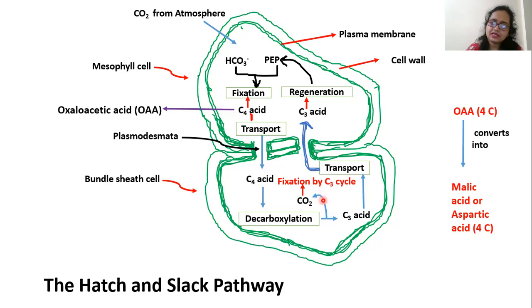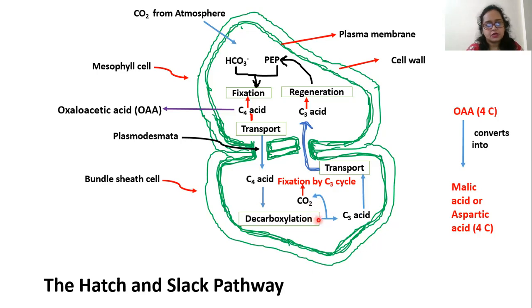So we can say that here the C3 cycle is occurring in the bundle sheath cell instead of the mesophyll cells. While in the C3 plants, we have seen earlier that this fixation of carbon dioxide or photosynthesis occurs in mesophyll cells, but here it is in the bundle sheath cell. So this is one of the differences between the C4 plants and the C3 plants.